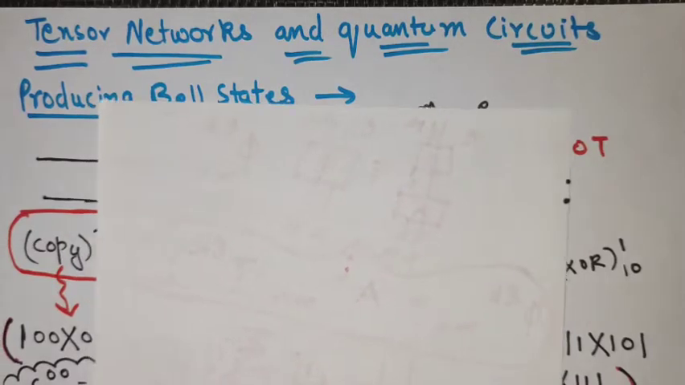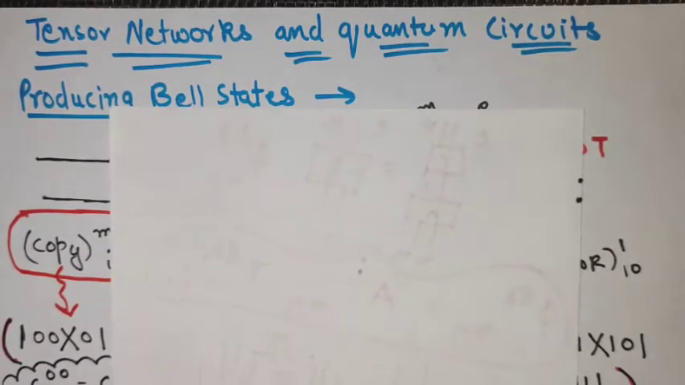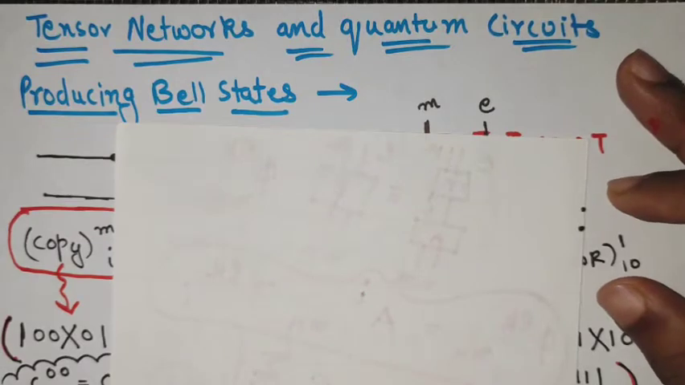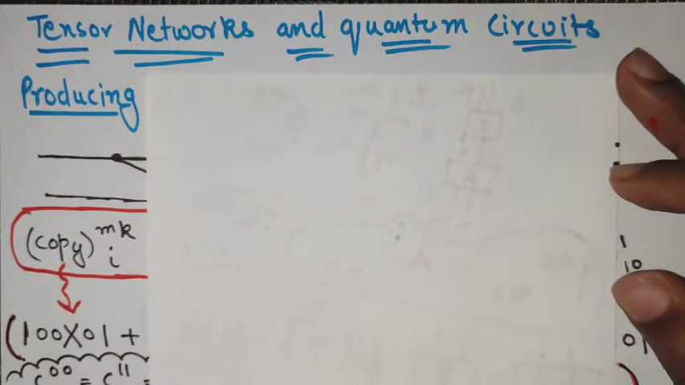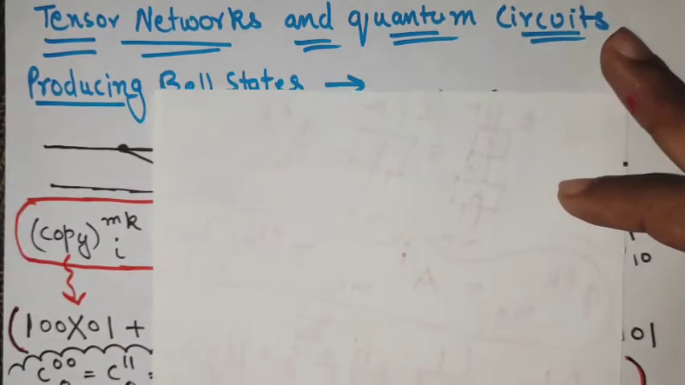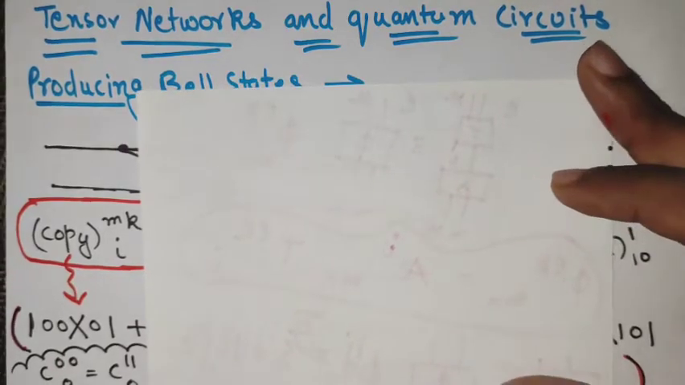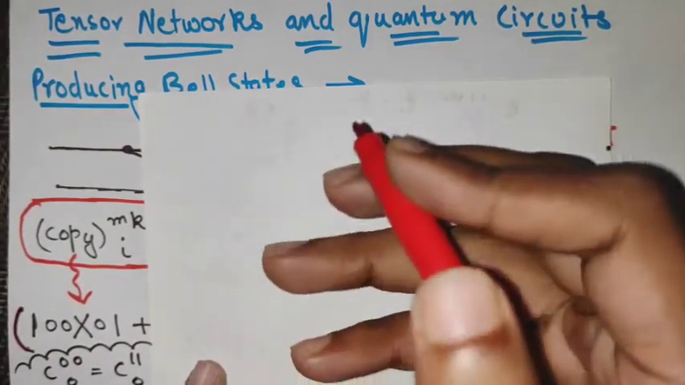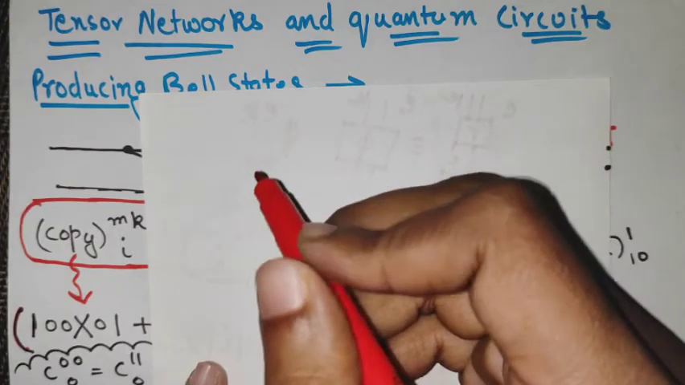Well, hello friends, welcome to this video. In this video, we will be discussing one of the circuits that is useful in producing the Bell basis, in producing the Bell states. But before that, let's quickly see the tensorial representation of the swap gates.